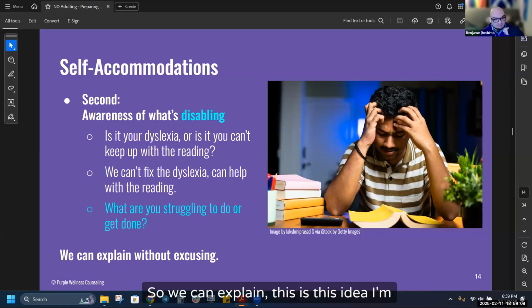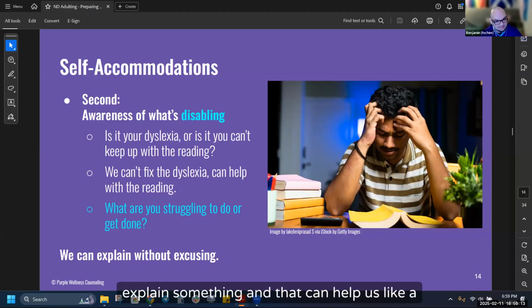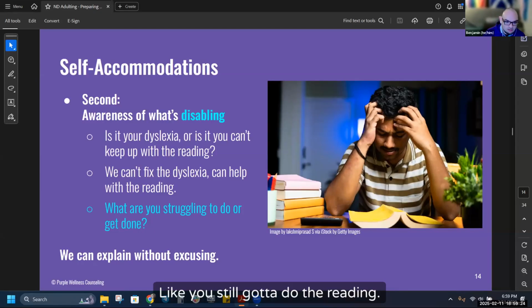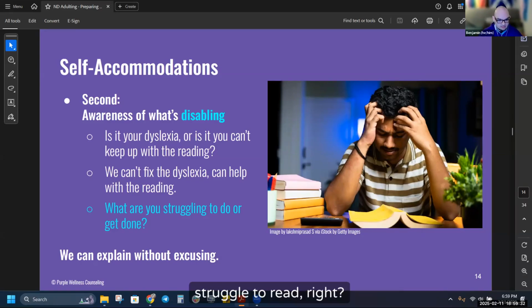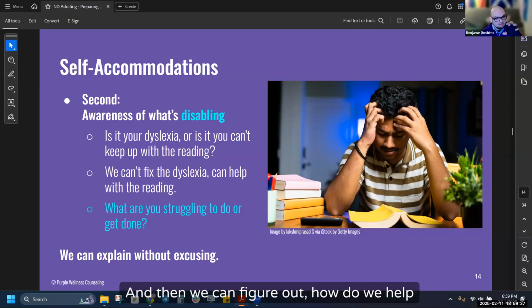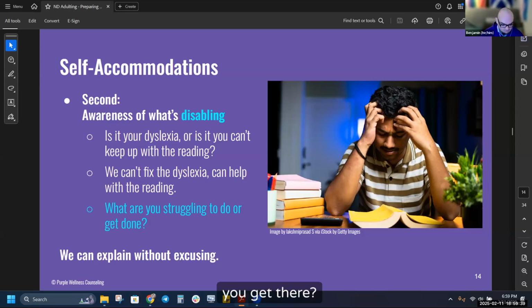So we can explain. This is this idea I'm really big on with clients, of we can explain something, and that can help us, like a diagnosis, can help us understand what's going on, why something is challenging. But it doesn't excuse us from the stuff that we got to do, right? Like you still got to do the reading. So we got to become articulate about like, okay, I'm struggling to get X done, not I struggle to read, right? What is your objective? And then we can figure out, okay, how do we help you get there?